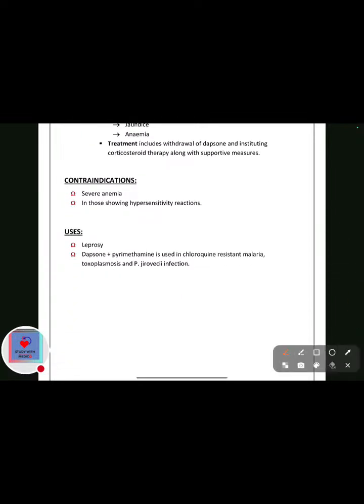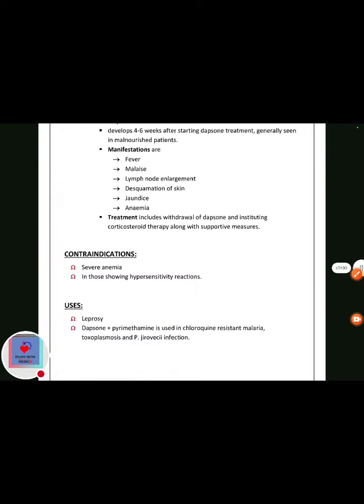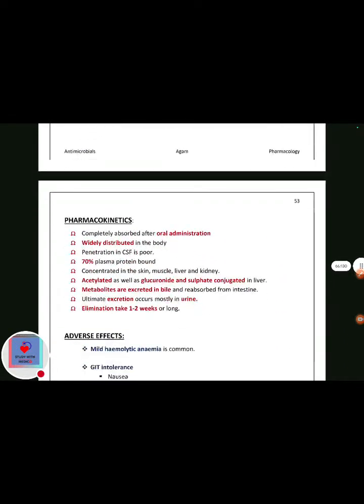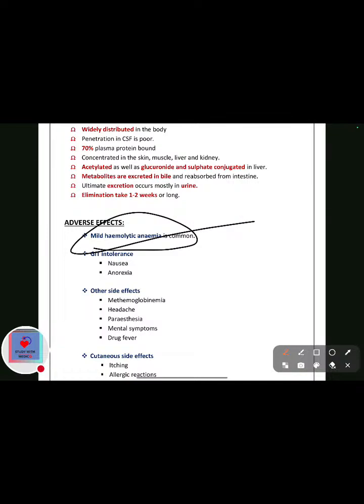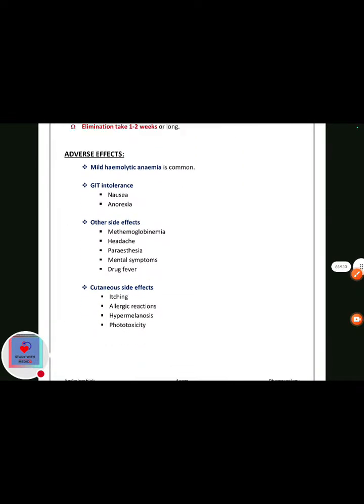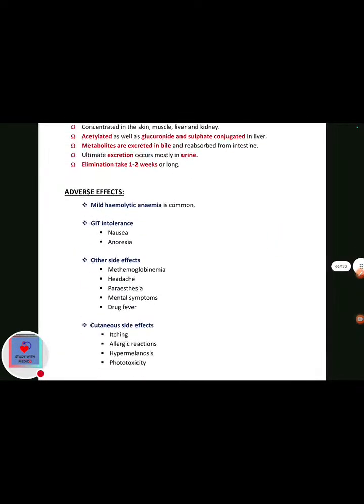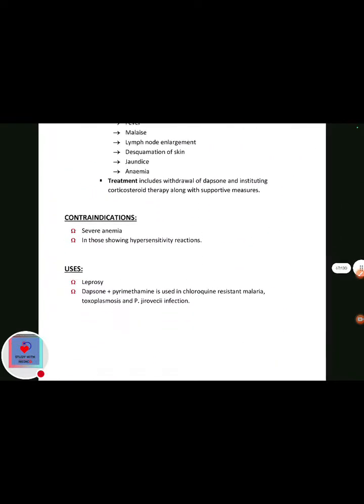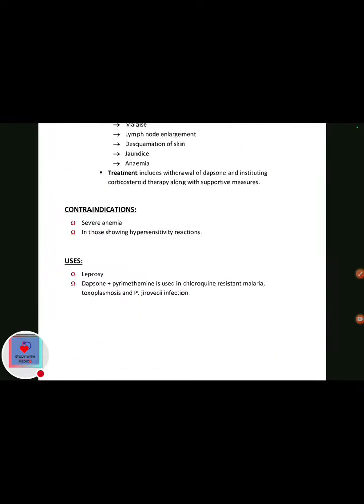Contraindications: if the patient has severe anemia, or is showing hypersensitivity reactions, don't give dapsone. Uses: leprosy, and dapsone with pyrimethamine is used in chloroquine resistant malaria, toxoplasmosis, and Plasmodium vivax. Because it causes mild hemolytic anemia, don't give it in severe anemic patients, and it can also cause some methemoglobinemia. So don't give in anemic patients. Also don't give in hypersensitivity reaction patients.